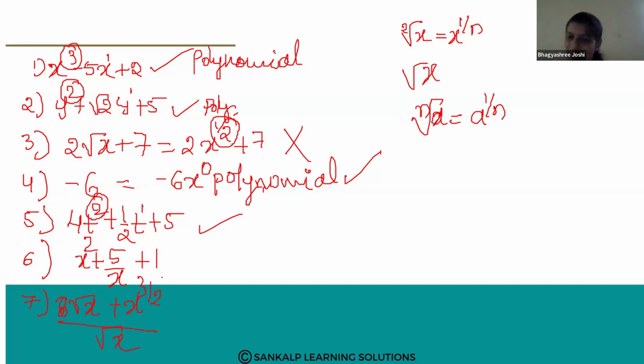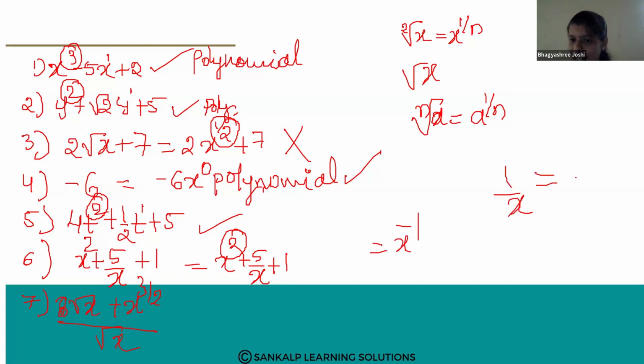So, what I told, x square plus 5 divided by x plus 1. Yesterday only we discussed about this. That is x square. 2 is a whole number. Yes, this is a whole number. But 5 divided by x. How will you write 5 divided by x? Taking this x to the top, it becomes x raised to minus 1, right? 1 divided by x can be written as x raised to minus 1. Yes or no? X raised to minus 1.